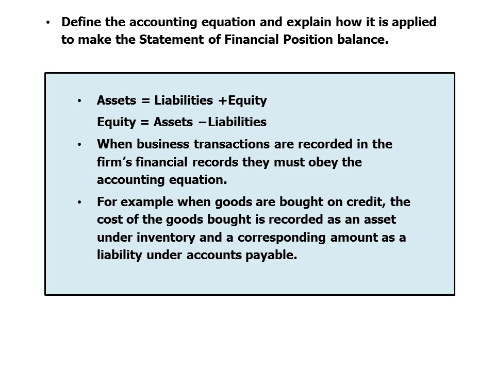And we'll take an example. When goods are bought on credit, the cost of the goods bought is recorded as an asset under inventory and the corresponding amount as a liability under accounts payable.